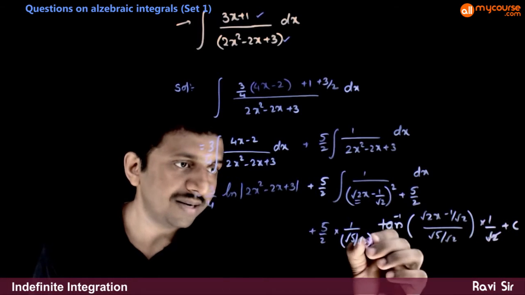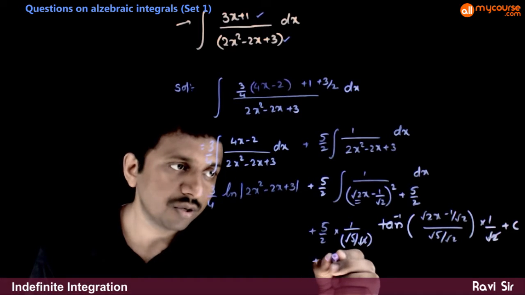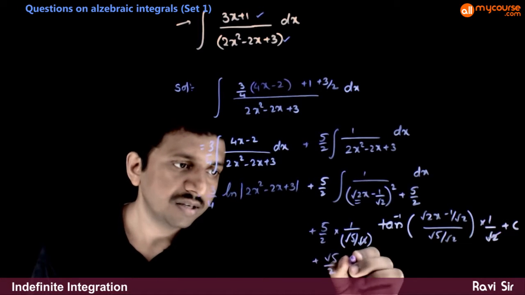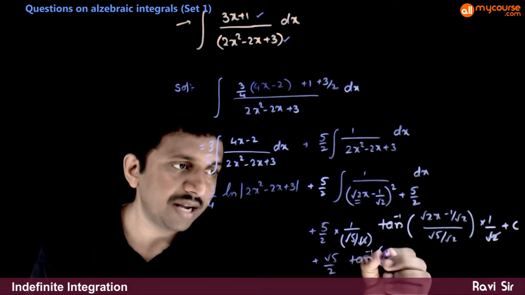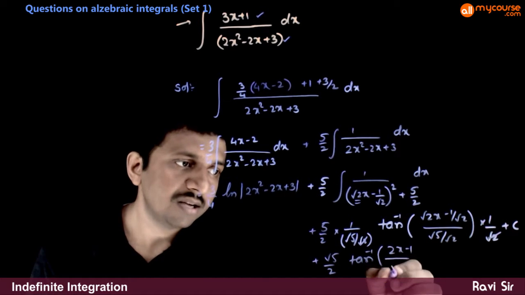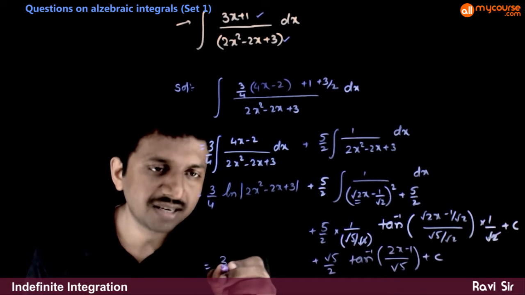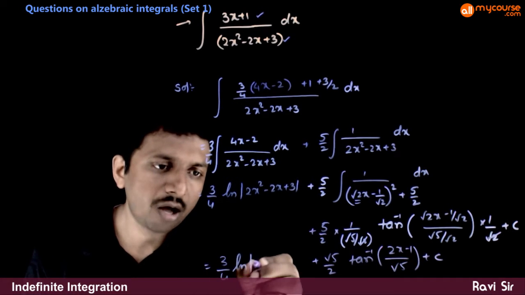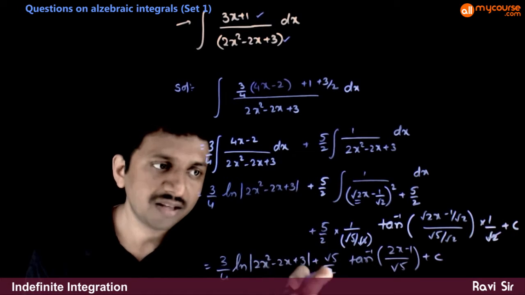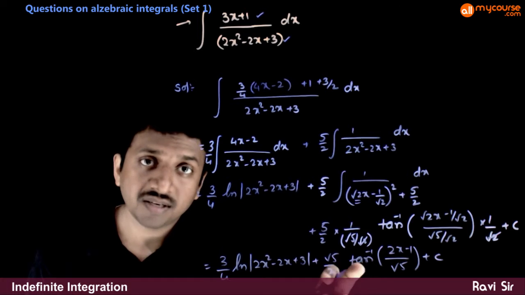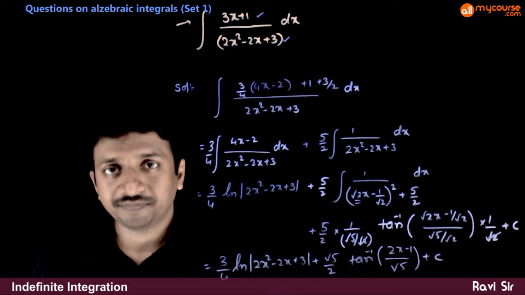So this root 2 and this root 2 get cancelled. So root 5 gets cancelled root 5 times. So root 5 by 2 tan inverse of, if you take the LCM, you get (2x − 1) by root 5, plus c. So the final answer is 3/4 log of 2x² − 2x + 3 plus root 5 by 2 times tan inverse of (2x − 1) by root 5 plus c.